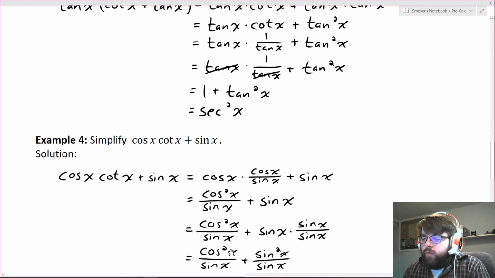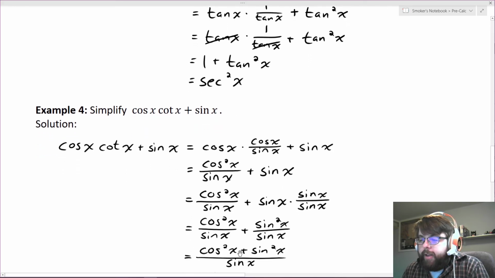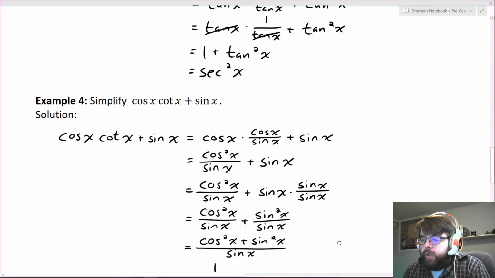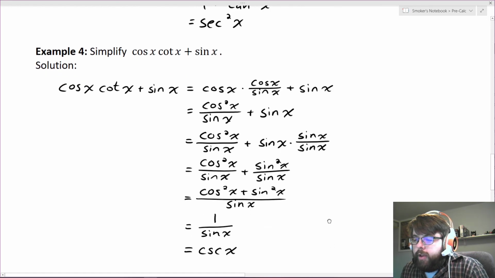And when you add fractions with a common denominator, you add the numerators and keep the denominator as is. So cosine squared plus sine squared is going to all be over sine. And hopefully by now I've said it enough: sine squared plus cosine squared is equal to 1. Cosine squared plus sine squared is the same thing because addition is commutative. And so we get a 1 in the numerator and a sine in the denominator, but we're not done yet, because we can write this as one trig function that's not in a fraction, and that would be cosecant.